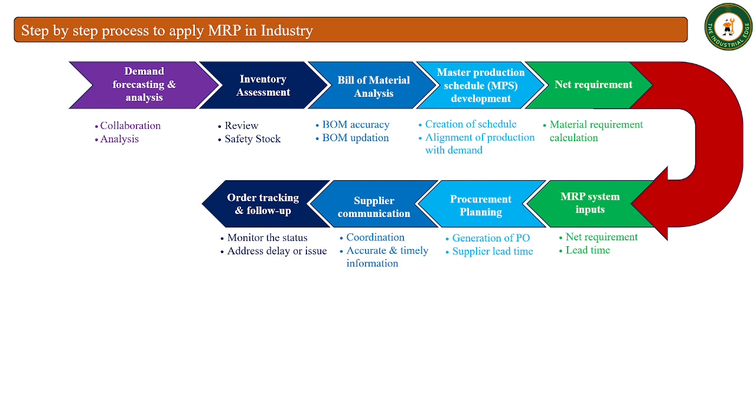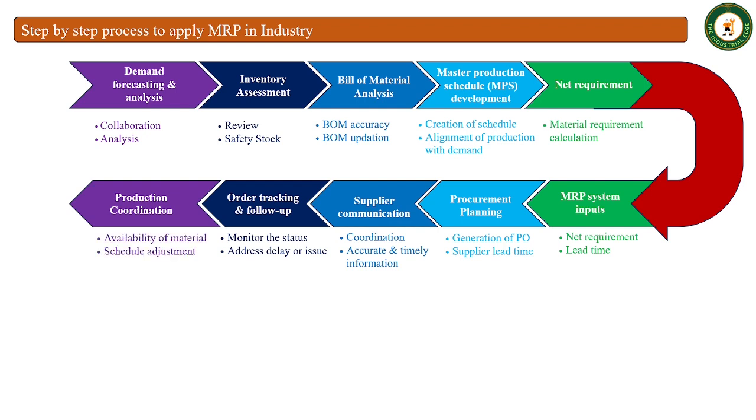Ninth step, order tracking and follow-up. Monitor the status of open purchase orders and ensure timely deliveries from suppliers. Address any delays or issues that may arise during the procurement process. 10th step, production coordination. Collaborate with production and manufacturing teams to ensure the availability of material as per the production schedule. Adjust schedules and material allocation based on changes in demand or production capacity.